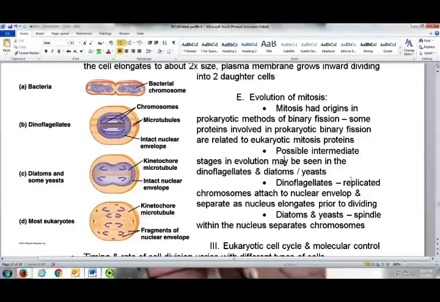So the dinoflagellates, their replicated chromosome attaches to the nuclear envelope, and it separates as the nucleus elongates prior to dividing. So here you can see it being attached, the chromosome being attached and that pulling it apart. The diatoms and the yeast, they have a spindle within the nucleus that separates the chromosomes. So you can see this in here stretching across.